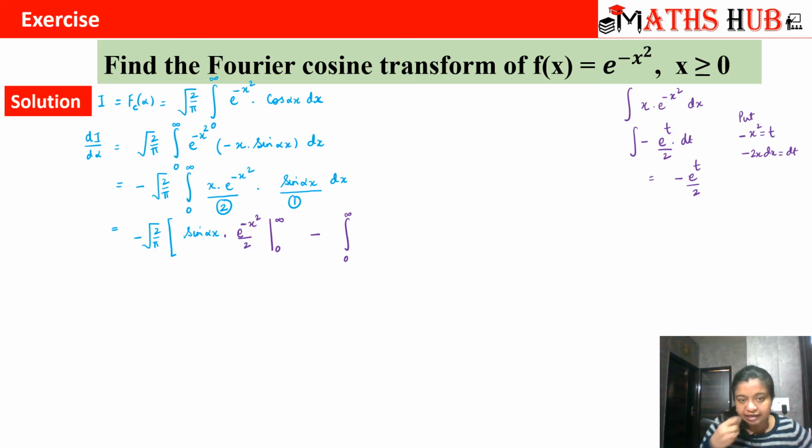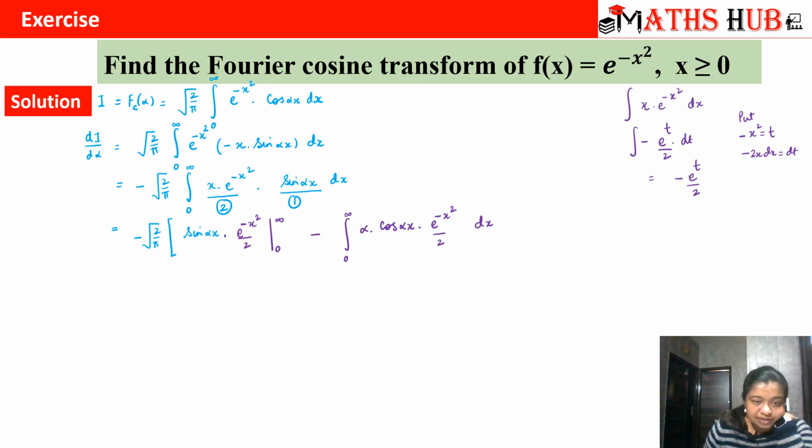What is the integral of sine alpha x? The derivative of sine alpha x is alpha into cos alpha x, into the integration of the same term. So you will get again e to the power minus x square by 2 dx. Right? Now, how to solve it further?